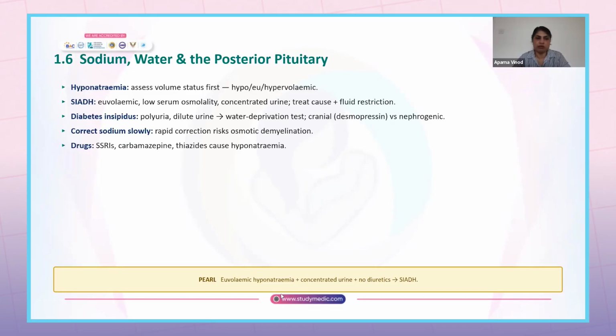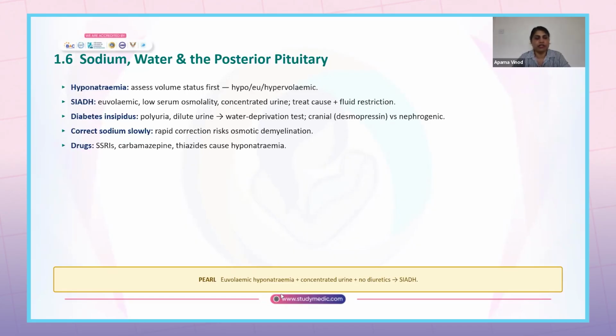Now coming to diabetes insipidus, the major symptom will be polyuria. Lots and lots of very dilute urine, and the patient will be drinking water accordingly. So now you are wondering whether it is primary polydipsia or polyuric. So you need to do a water deprivation test. For the water deprivation test, we try to restrict their intake of water, and we monitor their plasma and urine osmolality, and then we give desmopressin and observe the response to desmopressin, and you can know whether it is cranial or nephrogenic.